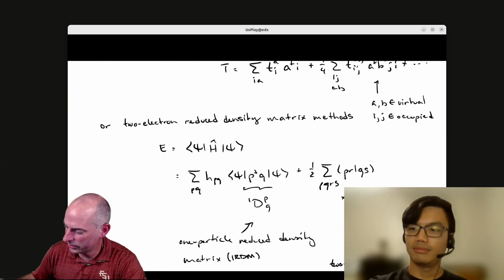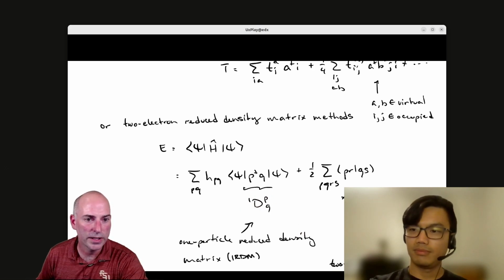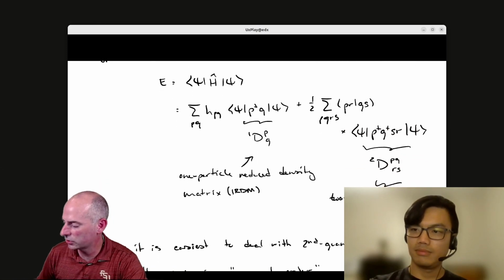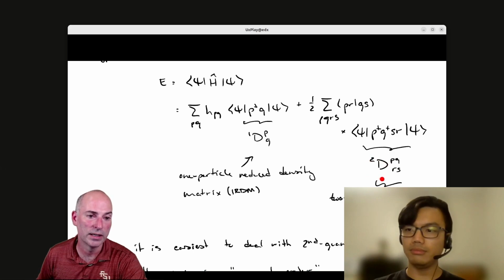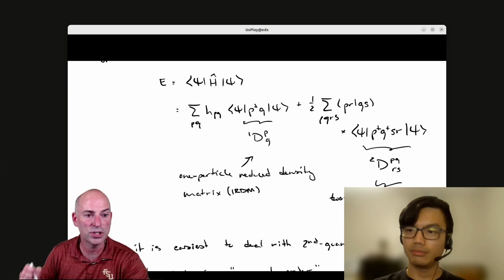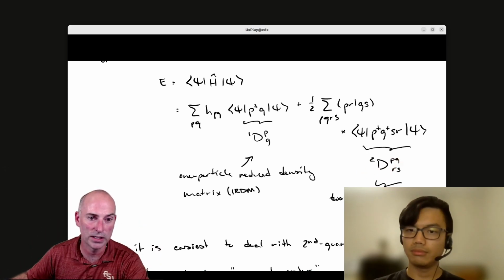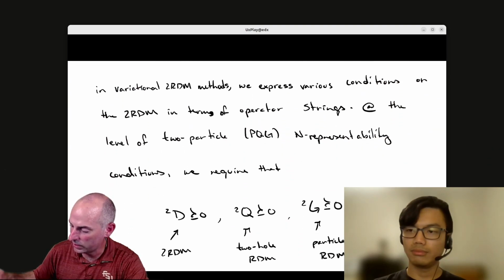So I wrote down the energy in terms of these 1 and 2 RDMs before. And in these 2RDM theories, we try to say, okay, I don't want to use a wave function. Instead, I just want to deal with these density matrices, and so I try to find the elements of the density matrices directly without a wave function. But the challenge is it's very easy to find a density matrix that could give you a good-looking energy, but it doesn't actually correspond to a wave function, and you have to impose a bunch of conditions on it. So that's what I mean when I say there are different conditions in 2RDM theory.